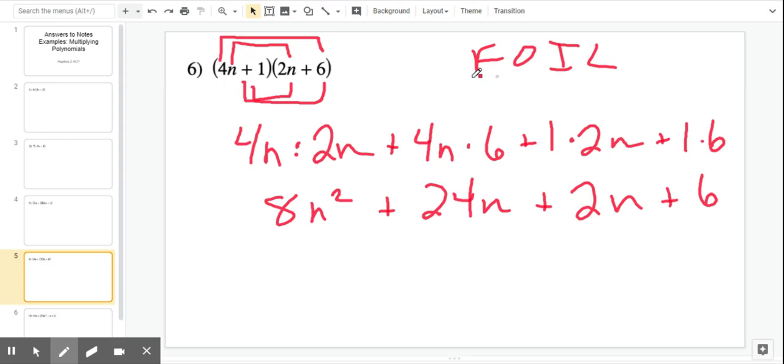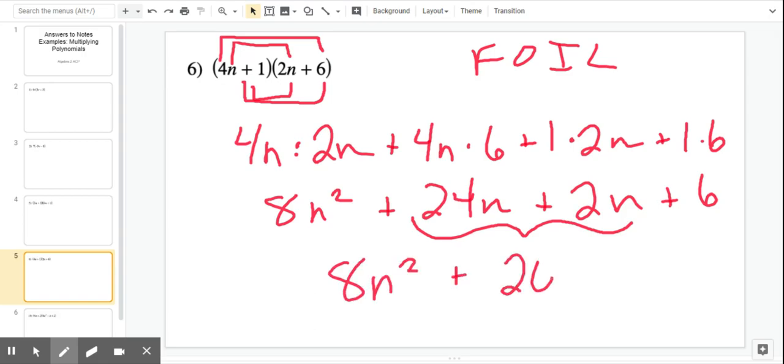And then we have to combine like terms again. And then if you look at this, you'll see the only like terms we have, again, are in the middle here because we have n to the first power. So then we have 8n squared plus 24 plus 2 is 26n plus 6.